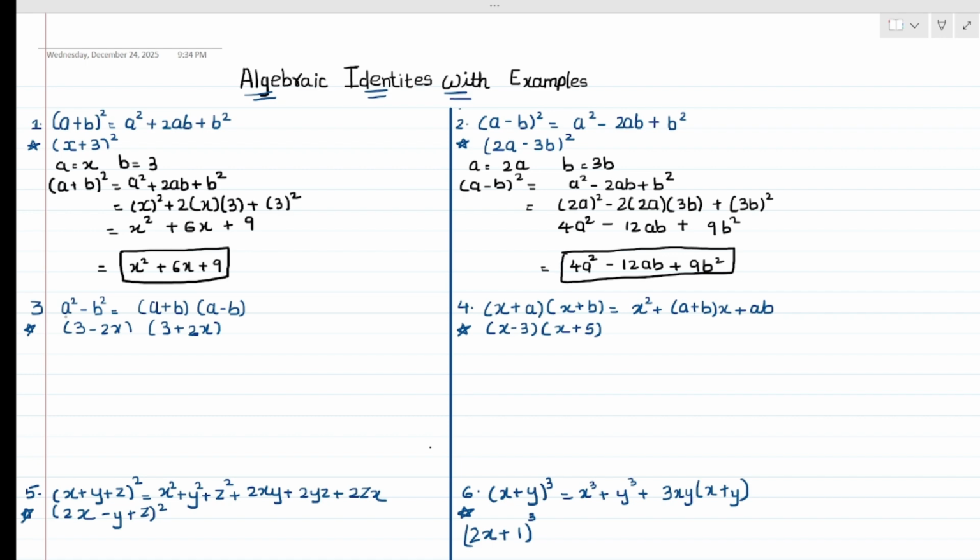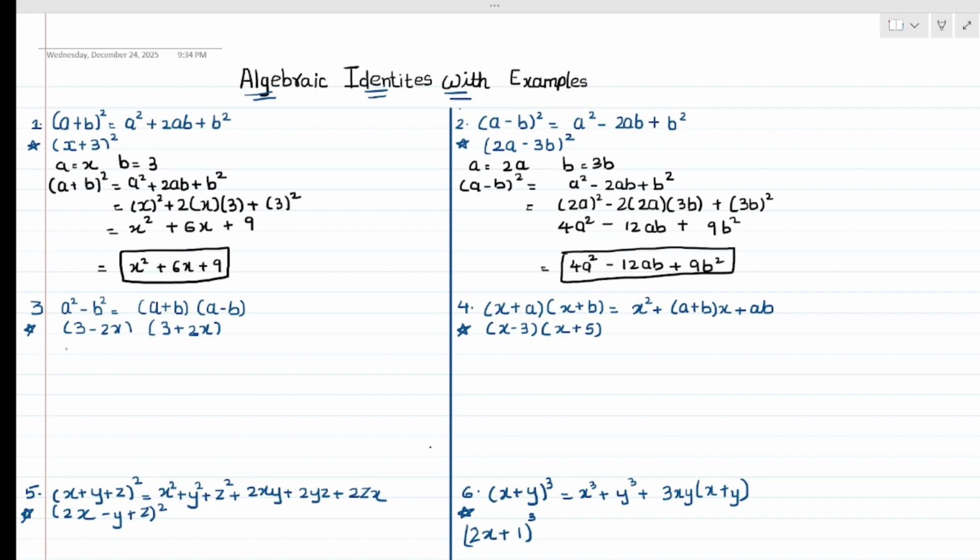Moving on to our third identity, which says a square minus b square equals (a plus b) times (a minus b). Again, a square minus b square says (a plus b)(a minus b). Now this time our example is slightly different. We have to move from RHS to LHS. Okay, as you can see over here, (3 minus 2x) and (3 plus 2x). This resembles your identity (a plus b) and (a minus b). That means you need to reach a square minus b square.